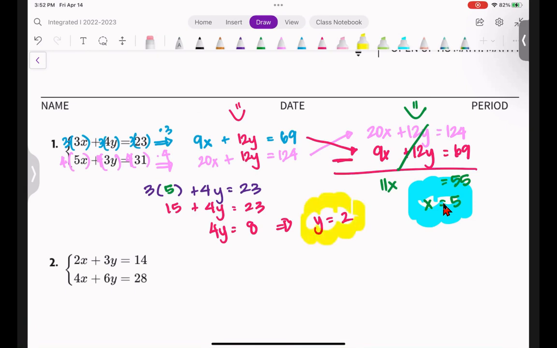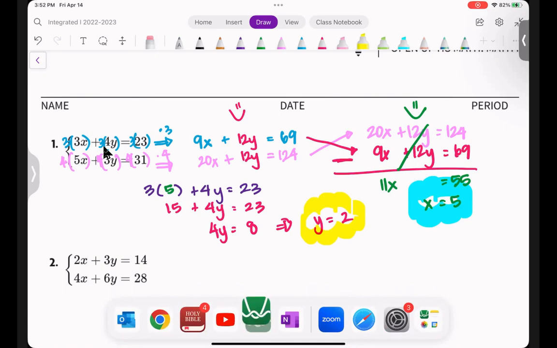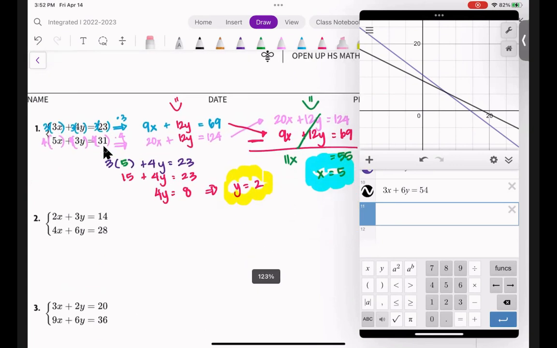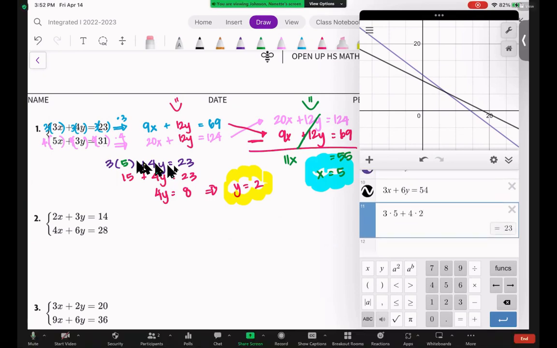And then I'm going to check my answer by plugging in here. Sometimes I just use my head, adding and subtracting in my head, but because I need to show you what I'm talking about, I'm going to do this here. So 3 times x, which is 5, so 3 times 5 plus 4 times y, which is 2, so times 2, and it's 23.